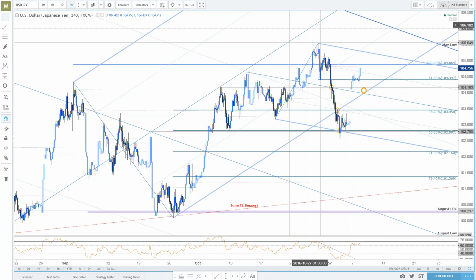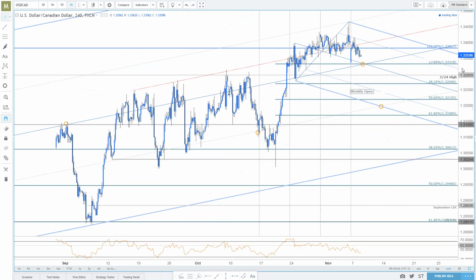Mark, I got your Euro Aussie. Who is next? Henry, dollar CAD, right. Here's what dollar CAD looks like, Henry.